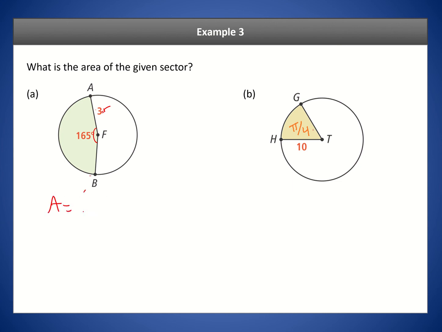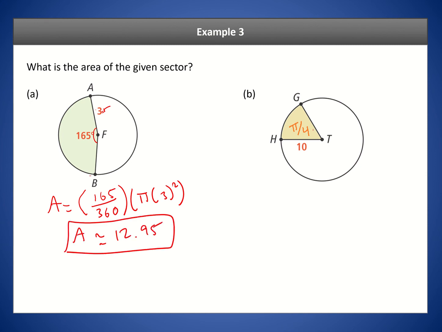So the area is a fraction of 360, which is 165 degrees over 360, times the area of a circle. The area of the circle is pi r squared. R is 3, so we got 3 squared. So it's basically 9 pi times that, and that's the area of that sector. Using 3.14 for pi, we get about 12.95 for the area.